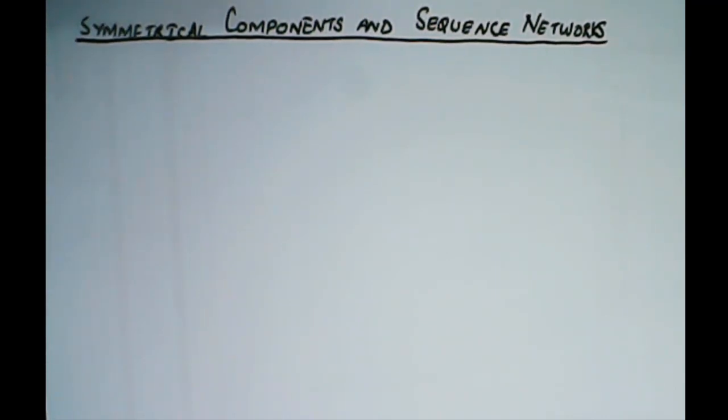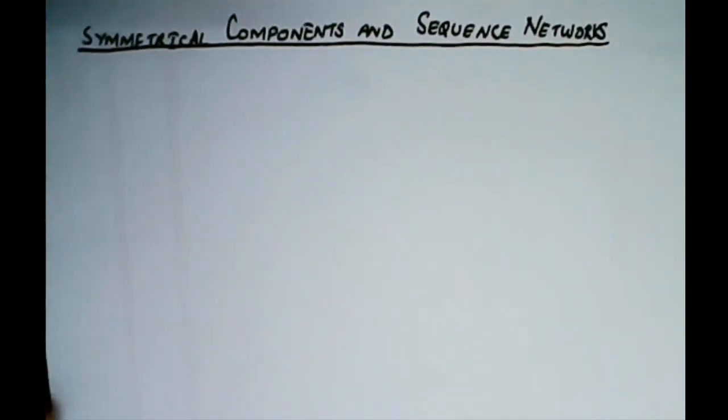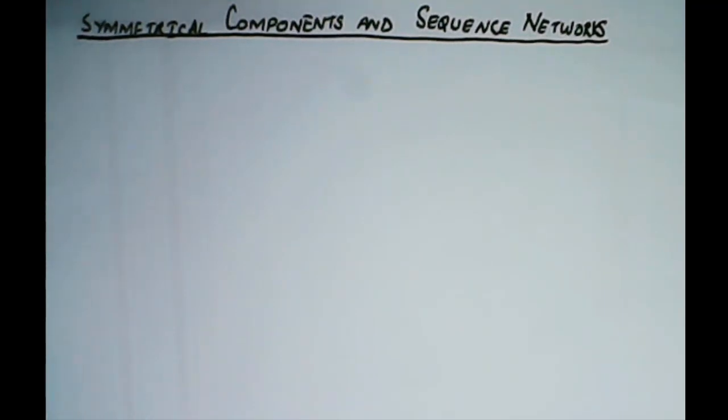But in case of asymmetrical faults, or unbalanced faults as we call them, this is not the case. In a line to ground fault, the behavior of one phase will be different as compared to the behavior of the other two phases. Same is the case for line to line fault. One phase is sort of normal and the other two phases are subjected to fault. So here we need to find a method by which we can analyze these faults.